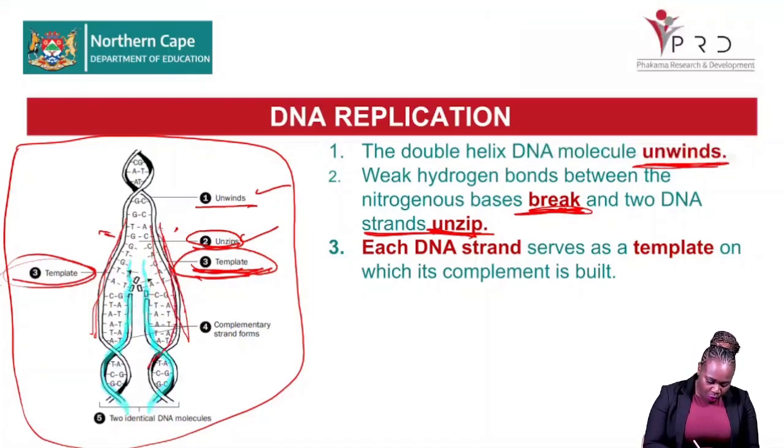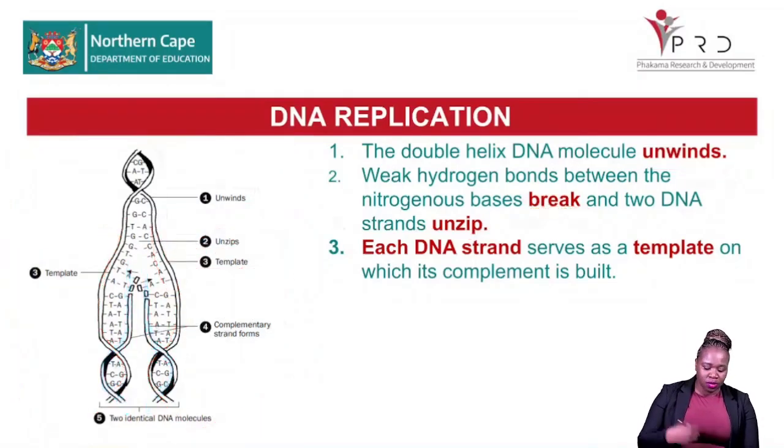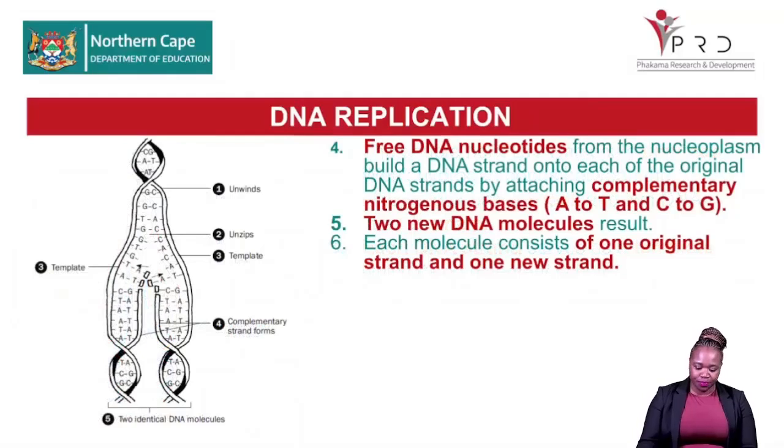There we have our old strand here and our old strand there. So now we can see that there's going to be the complementary base pairing again, whereby adenine pairs to thymine and guanine pairs to cytosine, right? Complementary base pairing of the free DNA nucleotides from the nucleoplasm.